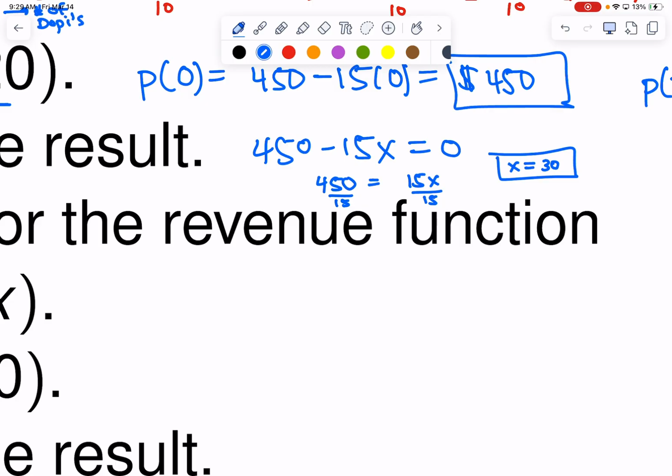This function's saying it doesn't make sense to make a lot of dopies because of supply and demand. There's not a demand for 30 dopies per month. You're going to end up just having these left over. So it just doesn't make much sense.